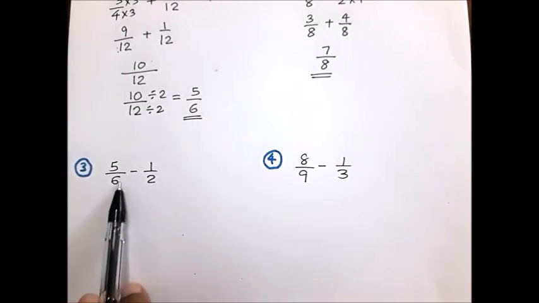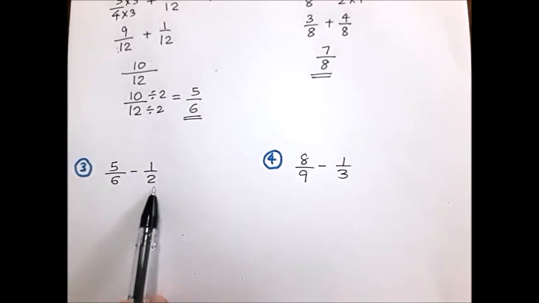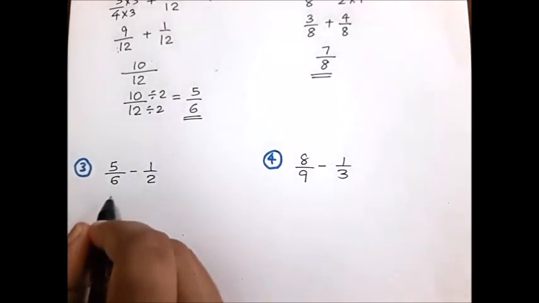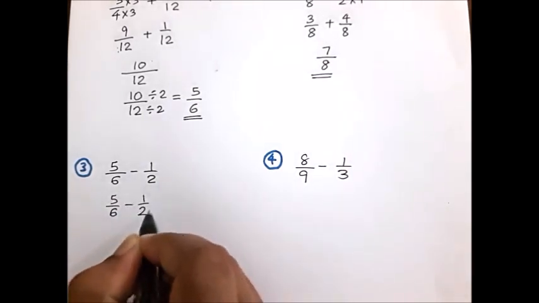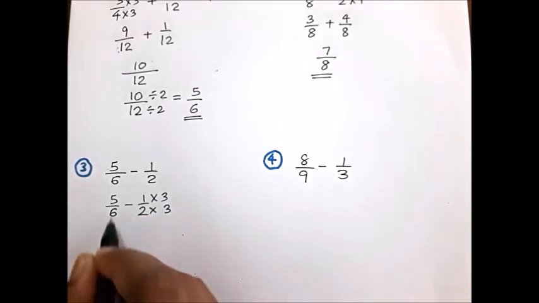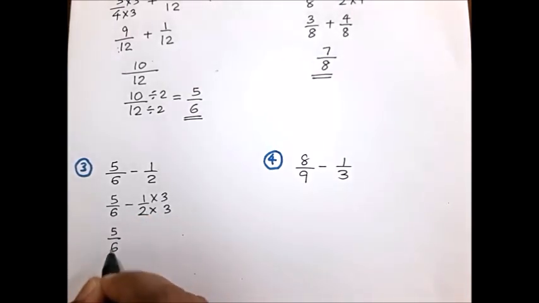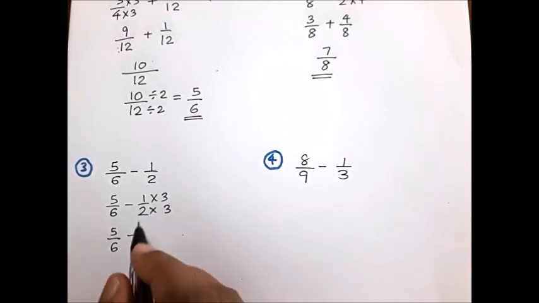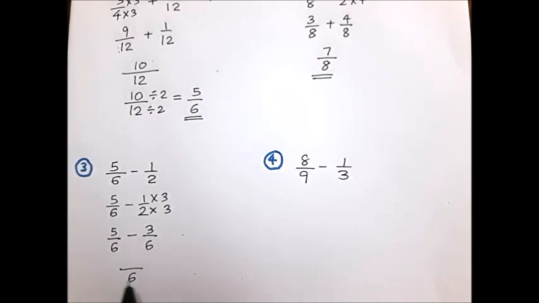Third one, here denominator 6 and this denominator is 2. You can convert this denominator into 6 by multiplying this one by 3. I am going to multiply both numerator and denominator by 3. Write this fraction as above and multiply this one. 1 multiplied by 3, 3. 2 multiplied by 3, 6. Now denominator is same. It is 6. You can subtract numerators. 5 minus 3, 2. Can you simplify this more? Yes, you can divide both by 2.